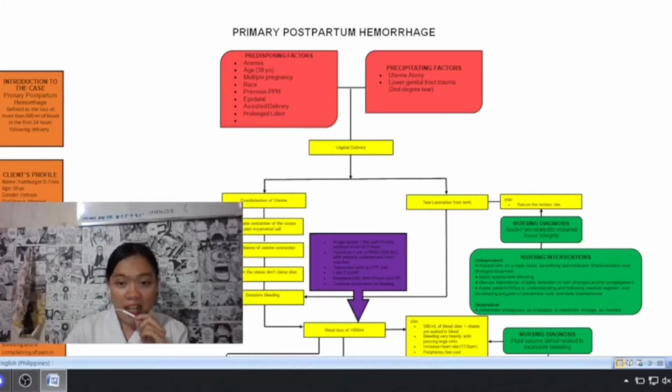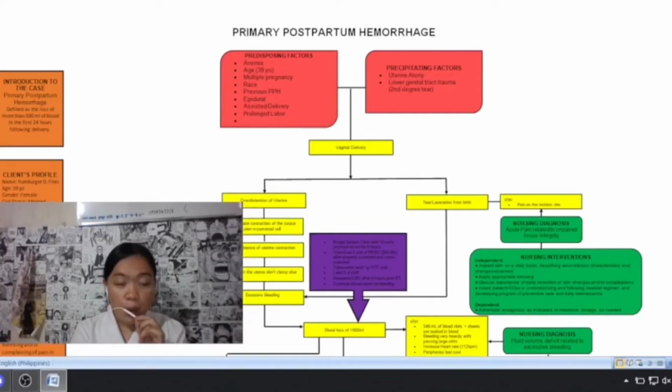Past medical history: the patient was diagnosed with postpartum hemorrhage during her first pregnancy due to retained placenta. She has no past surgical history, and for medication history, the patient was prescribed ferrous sulfate and folic acid during pregnancy. So, the predisposing factors or risk factors manifested by the patient are anemia, age, multiple pregnancy, race, previous PPH, epidural, assisted delivery, and prolonged labor.